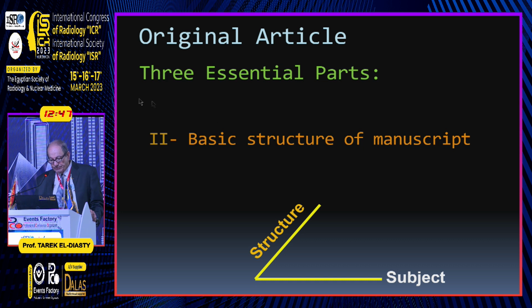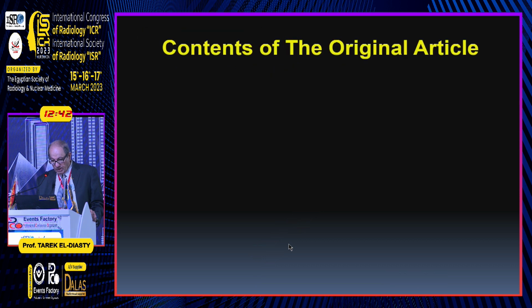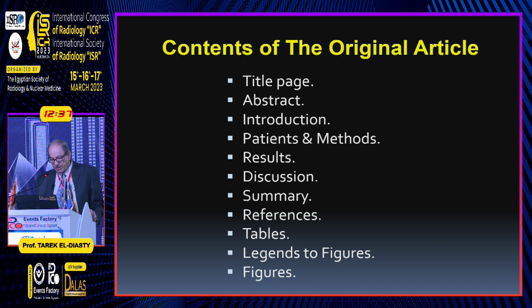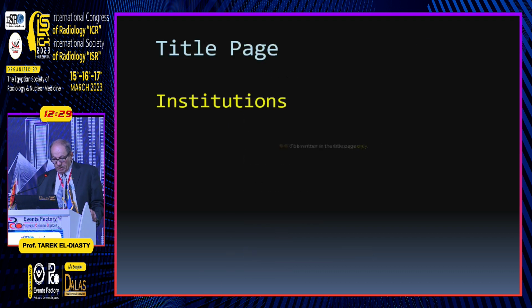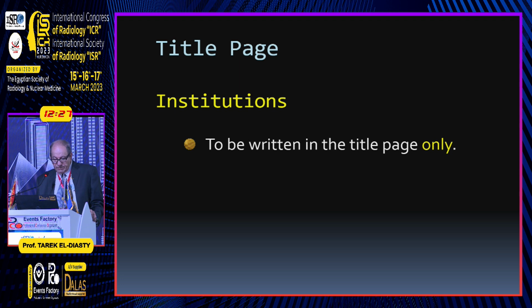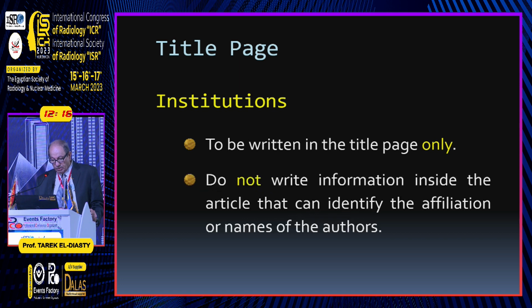The second requirement is structure. These are the contents of the original article, and usually it is submitted in this order. So in the title page, the institution should be written in the title page only. Don't write information inside the article that can identify the affiliation or names of the authors.